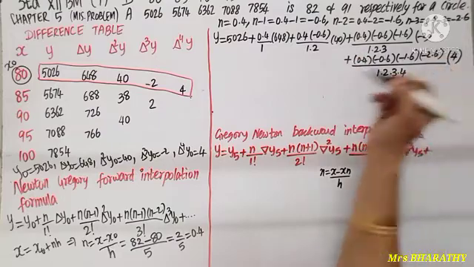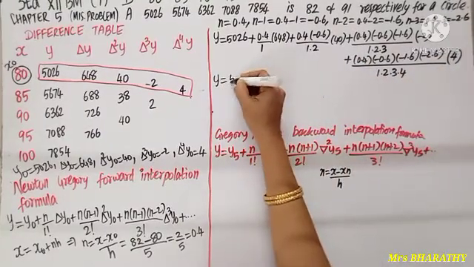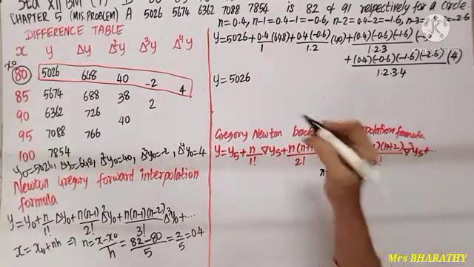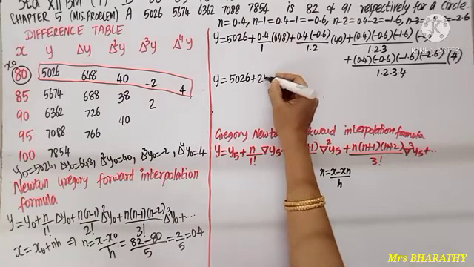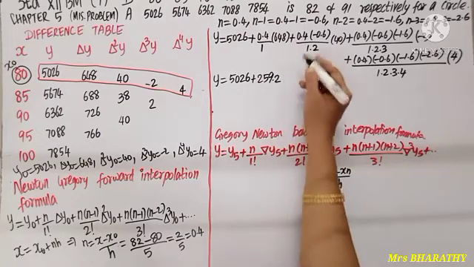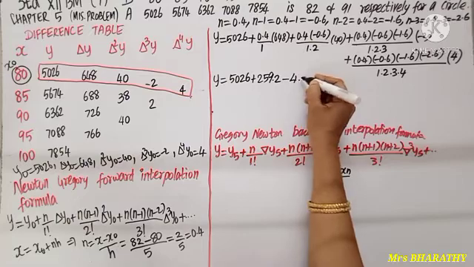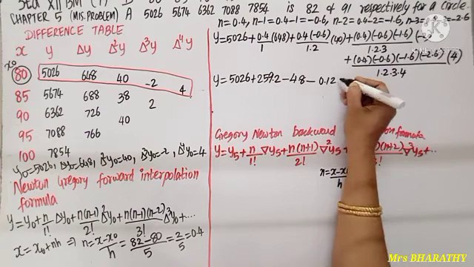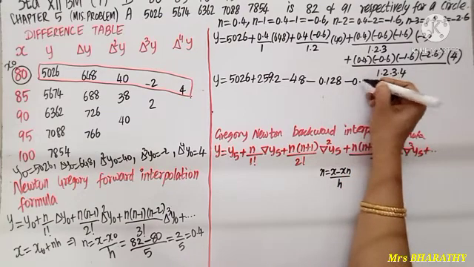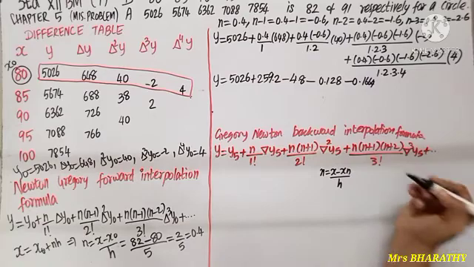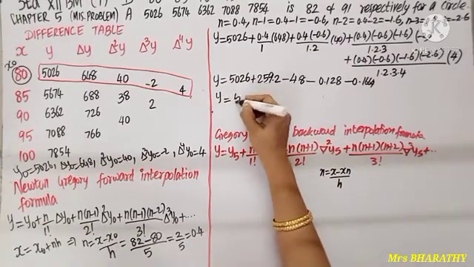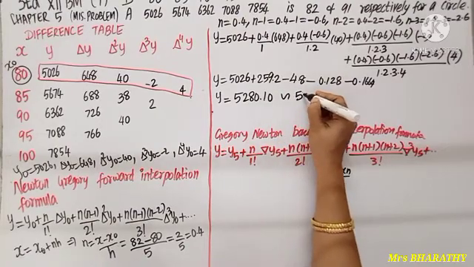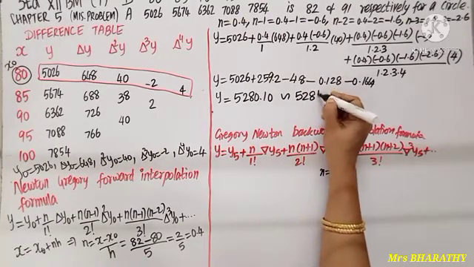As we multiply using calculator and simplify, we get 5026 plus 259.2 minus 4.8 minus 0.128 minus 0.1664. That reduces to 5280.10, approximately 5281.